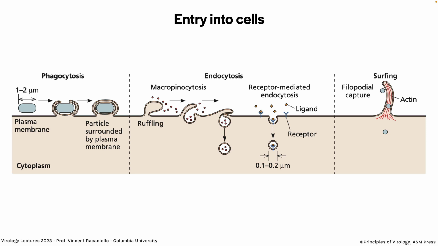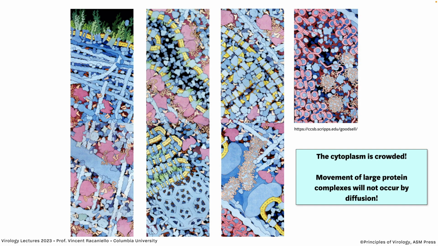And so viruses are brought in by these two central pathways here, macropinocytosis and receptor-mediated endocytosis. On the right, there's another mechanism of entry called filopodial capture. Cells make these projections by virtue of pushing actin out, and virus particles can bind them and move down and eventually get into the cell. So the cell is very crowded, so things don't just diffuse. Everything that moves around within a cell does so by some kind of transport mechanism.